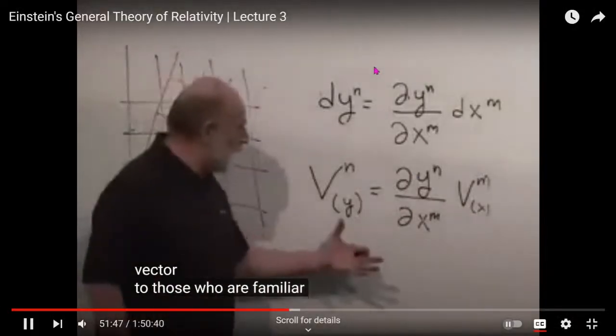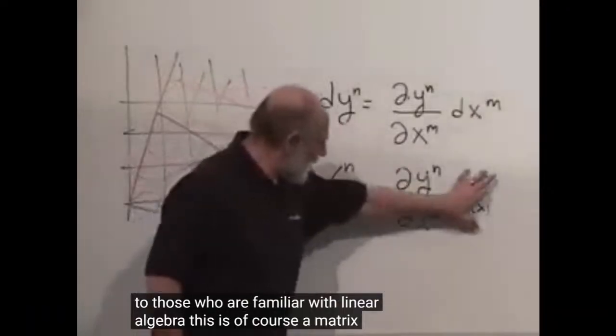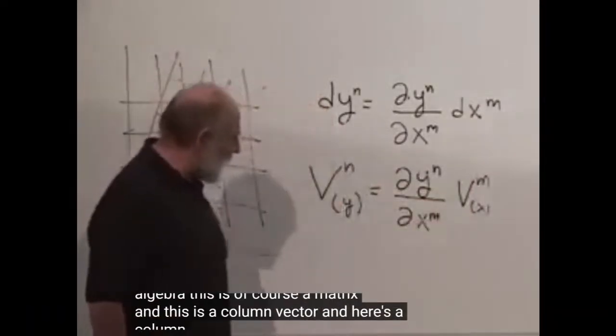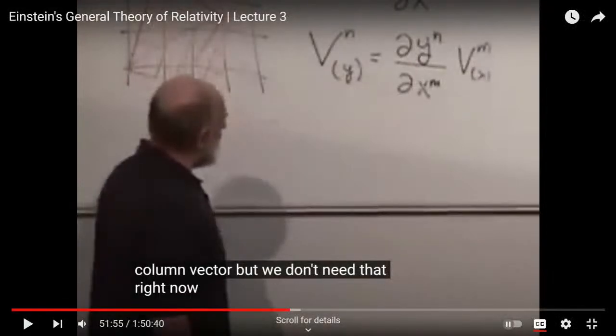To those who are familiar with linear algebra, this is, of course, a matrix. And this is a column vector, and here's a column vector, but we don't need that right now. So it's a matrix transformation from one coordinate system to the other. So this is the beginning of Einstein's notation for all the dimensions.